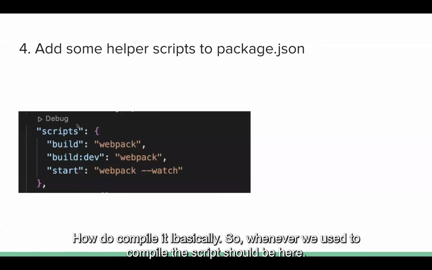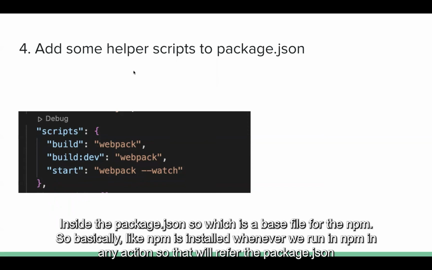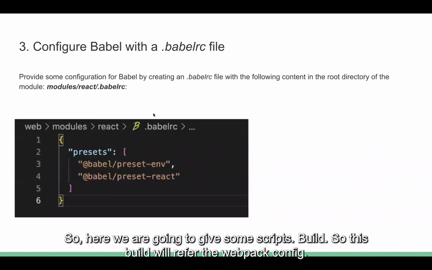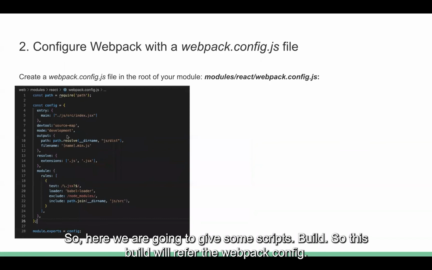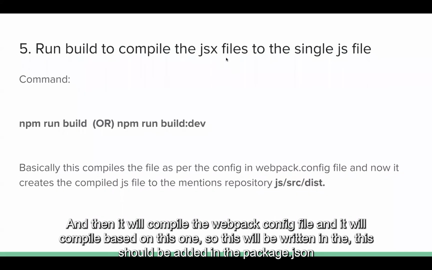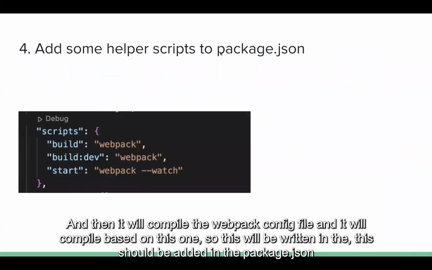Whenever we compile, the script should be inside the package.json, which is the base file for npm. Whenever we run npm install or any npm action, it will refer to the package.json. Here we are going to give some scripts. So build will refer to the webpack config, and it will compile based on that. This should be added in the package.json.